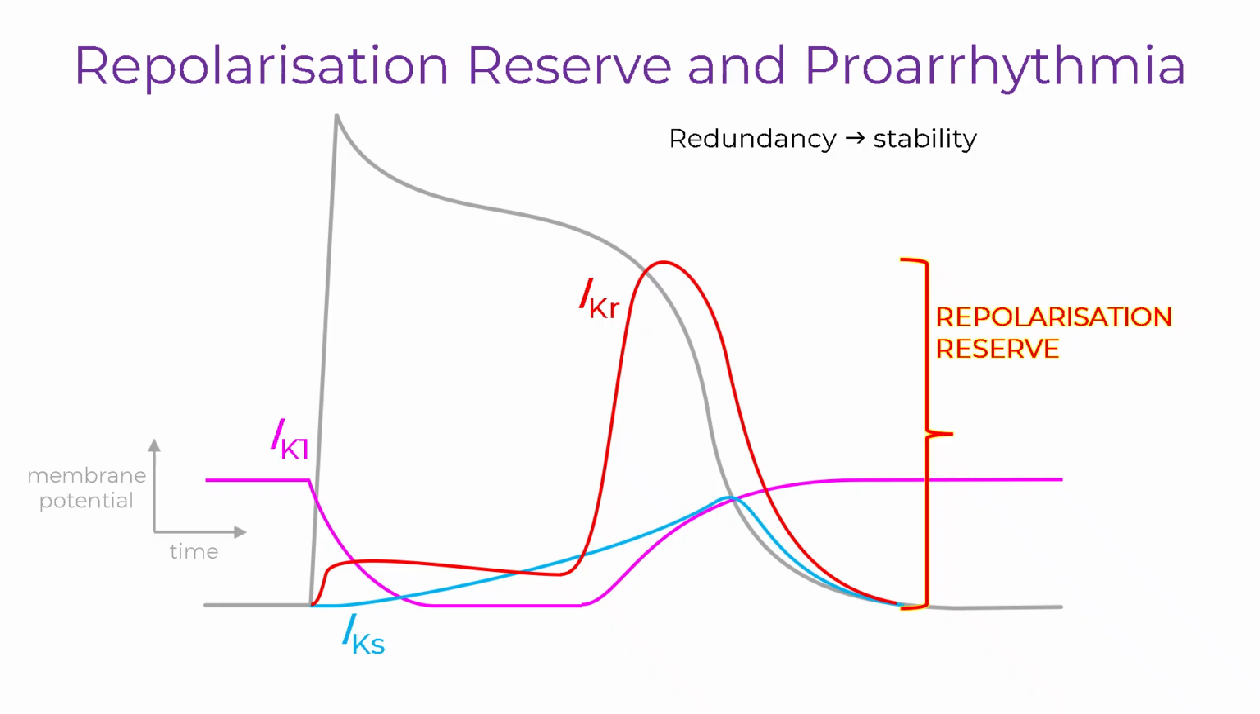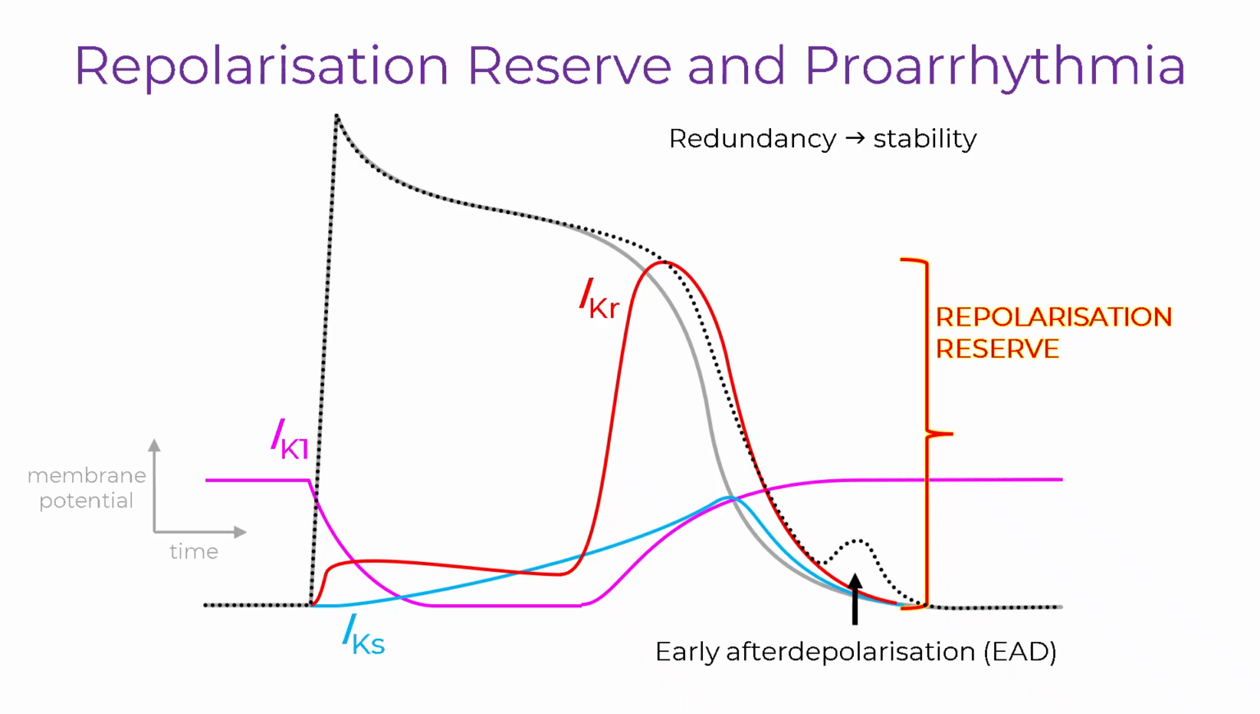Excessive prolongation of repolarization increases the likelihood of early afterdepolarizations, which can act as triggers for torsade de pointes. In this way, it is not potassium channel blockade alone that determines antiarrhythmic safety, but how a given drug interacts with repolarization reserve.